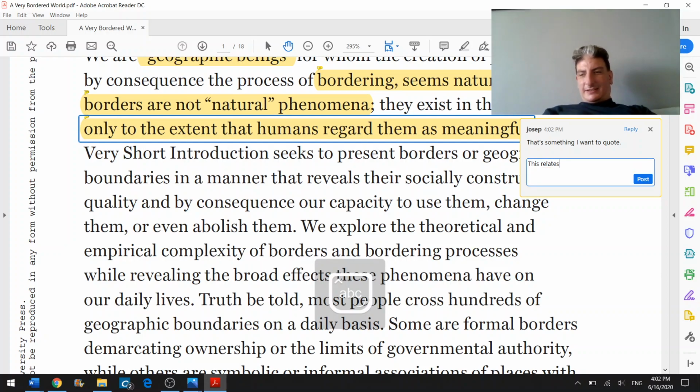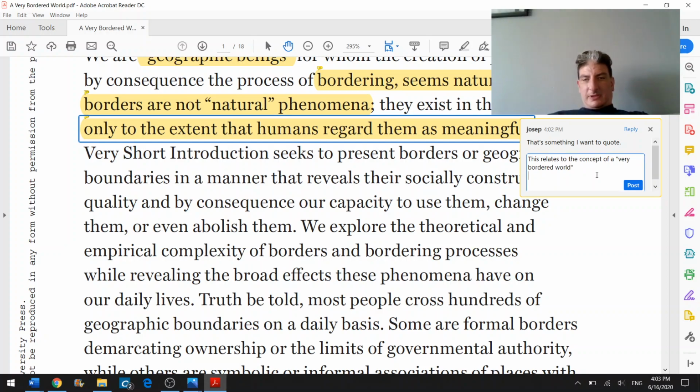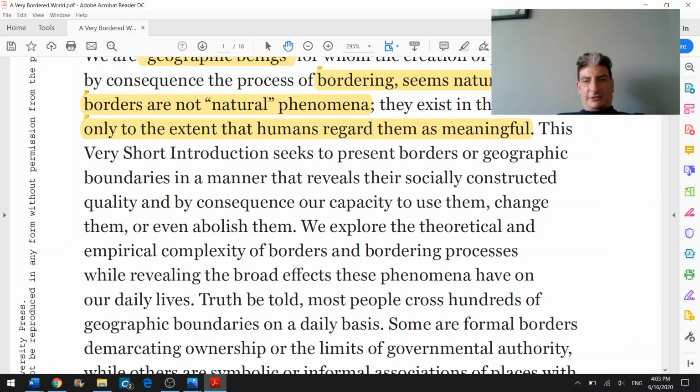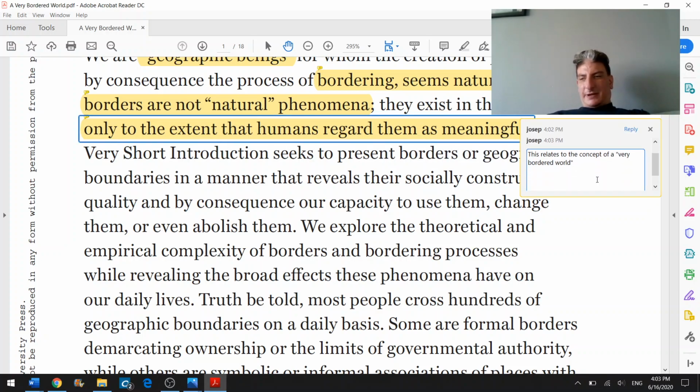This relates to the concept of a very bordered world. Okay, so I'm making a connection here, right? I'm letting myself know and I'm letting the reader know that only to the extent that humans regard them as meaningful, I'm going to put something that I know about, which is the power of ideology appears everywhere in all border essays. So this is a sort of larger connection, right? A level 3 reading thing is that I'm making a connection between all the essays that I've read.